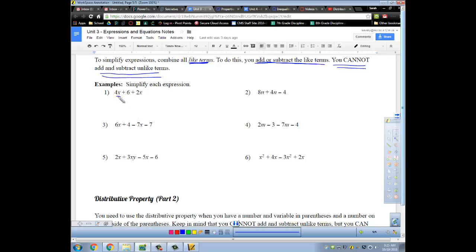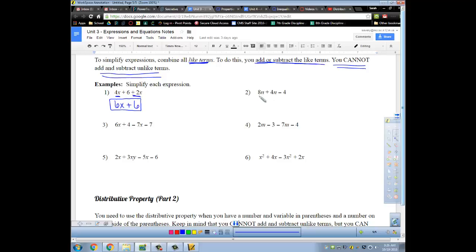So I can look at 4x, and then you look at the operation in front of the term. So 4x plus 2x, well 4 plus 2 is 6. So 4x plus 2x is 6x. Then I'm going to bring down my plus 6. 6x and 6 are not like terms, so we're going to keep them separate. They don't like each other. So this is your final answer. So 6x plus 6 is not 12x. Since they are not like terms, we cannot add them together.